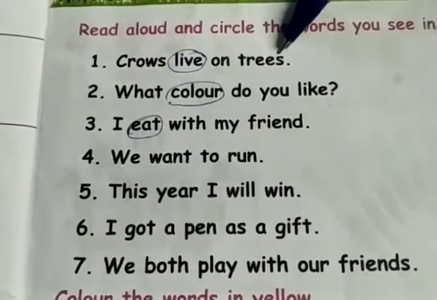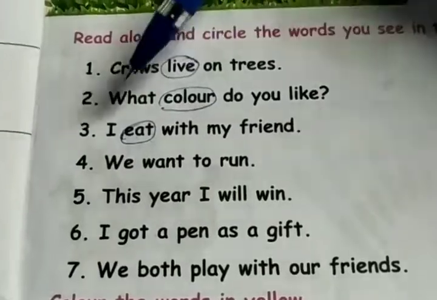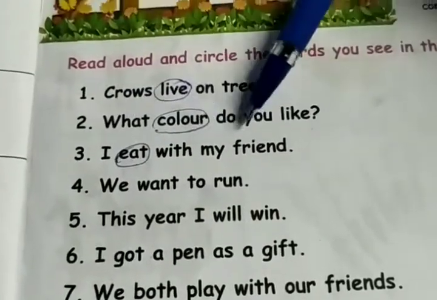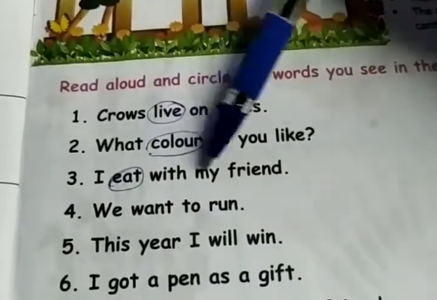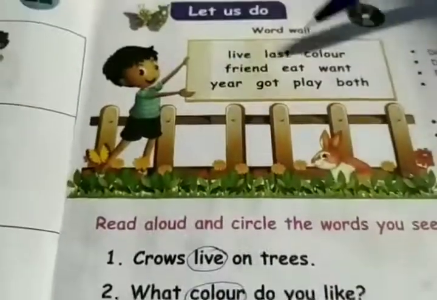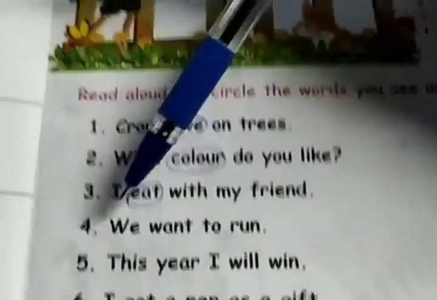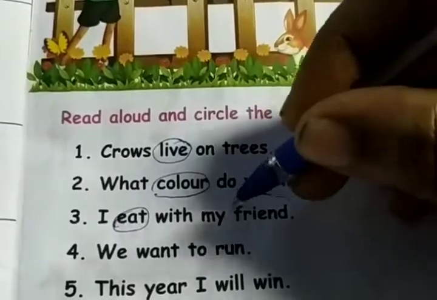Crows live on trees. From the sentence, live is here. So we circle this. And second sentence, what colour do you like? So colour is in the word wall, isn't it? So colour is there, so we circle colour. Then third one, I eat with my friend. Here, eat is here. So we circle eat. And one thing also, friend is also here, isn't it? So you want to circle friend also.